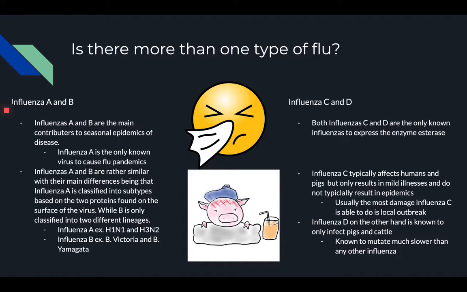And because of that, it mutates at a much slower rate than any other influenza, meaning it's a lot less likely for it to have a massive outbreak where it's constantly mutating and changing and there's not much to do about it.